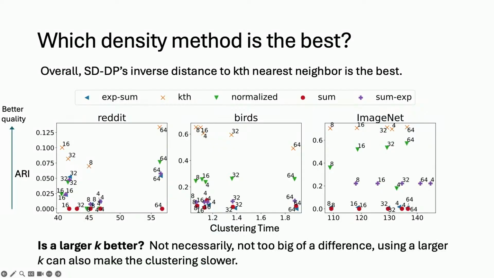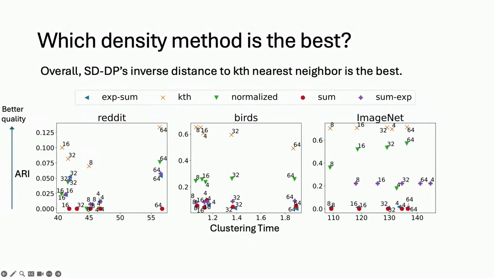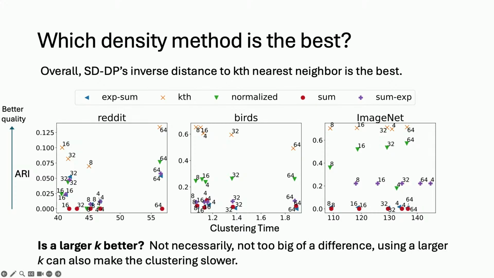Okay, so what we see here is that the kth function, using the inverse distance to the kth nearest neighbor, performs the best in terms of quality among all 5 of these functions here. And it's also able to get these high quality clusters at a pretty similar running time compared to these other functions here. Another question we were interested in asking was whether using a larger value of k is better.